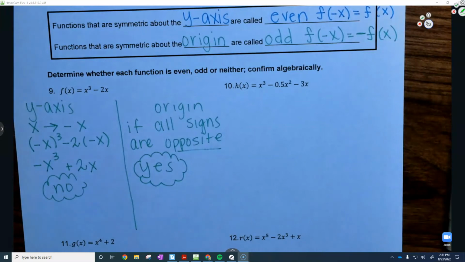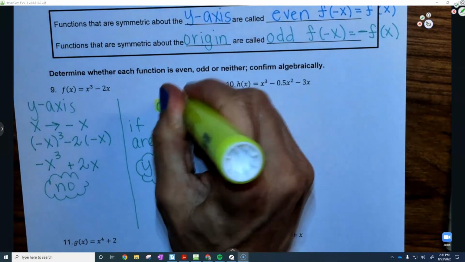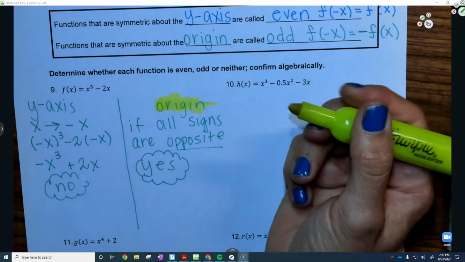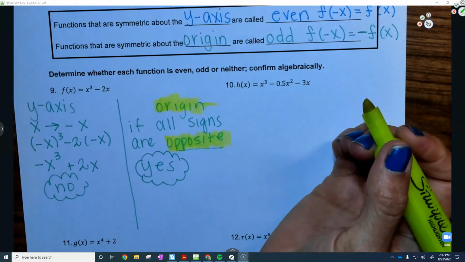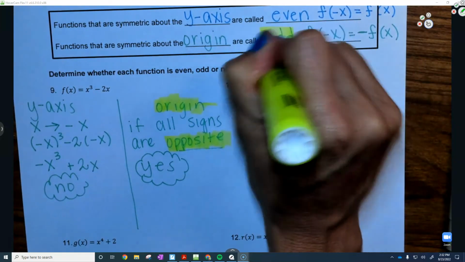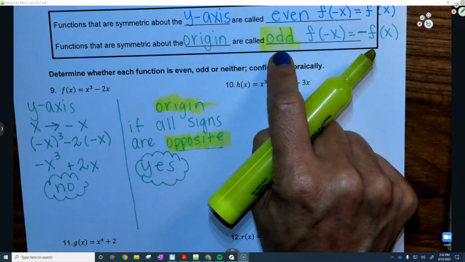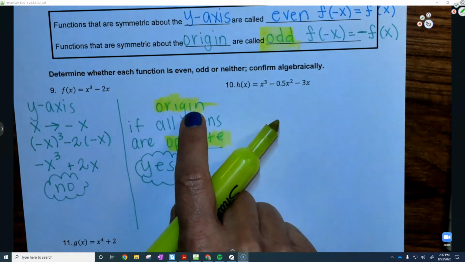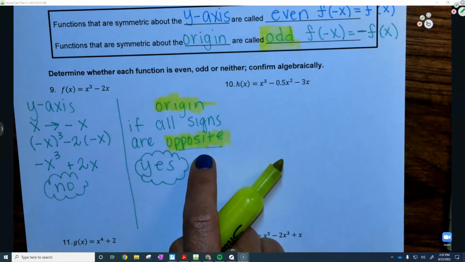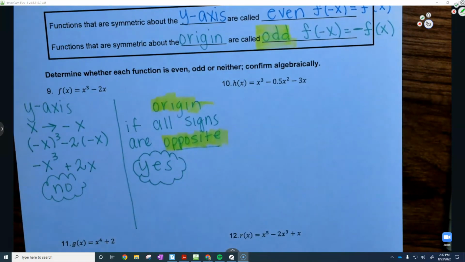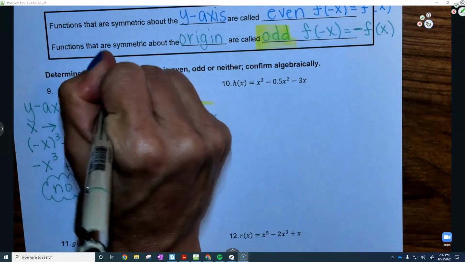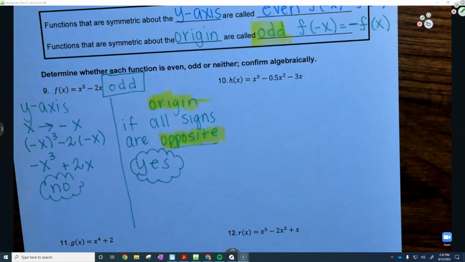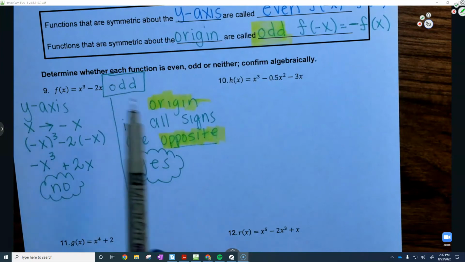So you have the word origin, starts with an O. You have the word opposite, starts with an O. What else starts with O? Odd. It is symmetrical about the origin. If all of your signs are opposite, you're going to say it's an odd function. So this is odd. Remember, you are only plugging in negative x.